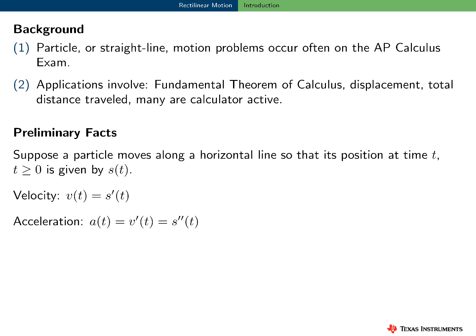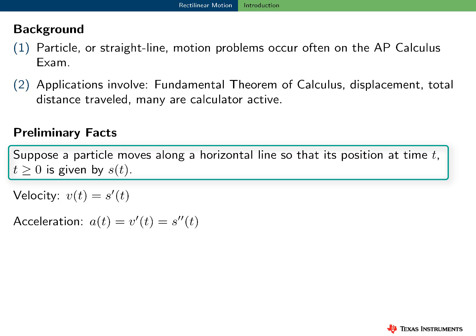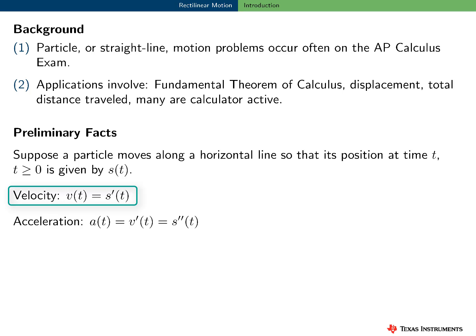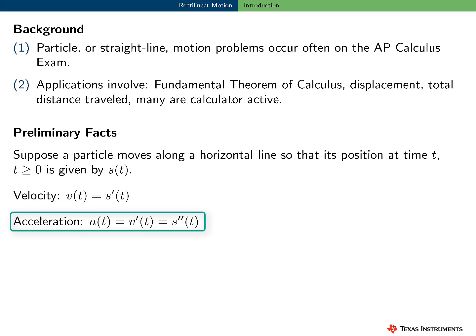I think there are just a few basic facts that a student needs to know before they begin any of these problems. Let's suppose a particle moves along a horizontal line so that its position at time t is given by the function s of t. The velocity of the particle is the derivative of the position function, that is, v of t is equal to s prime of t. And the acceleration of the particle is the derivative of the velocity function, or the second derivative of the position function. And that means that a of t is equal to v prime of t, which is equal to s double prime of t.